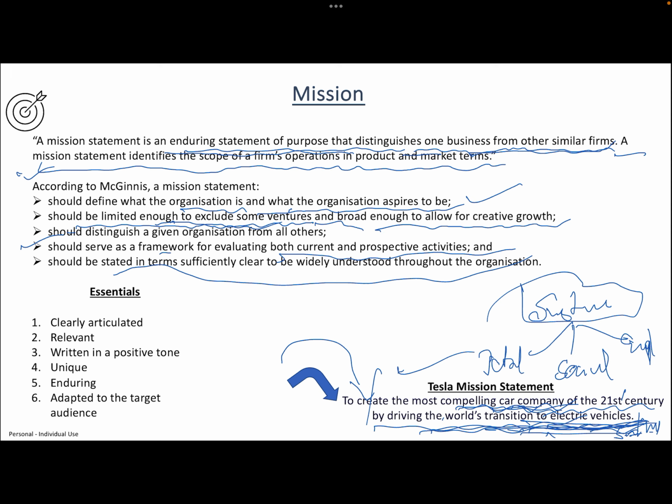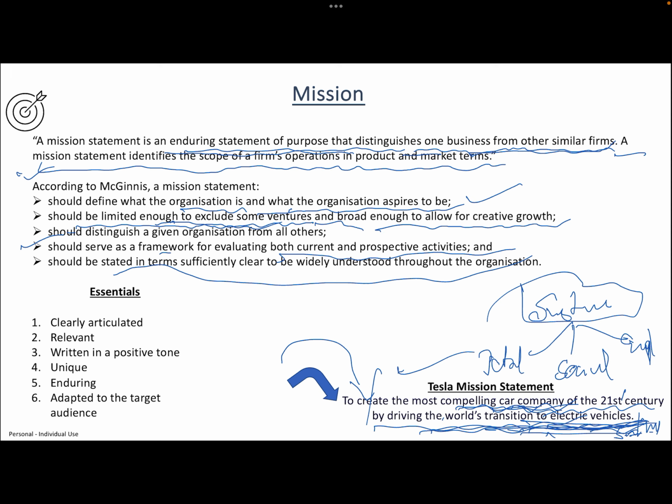So a mission statement will tell you what the organization is and what the organization aspires to be. At certain times it also limits some items by excluding them, but it should be creative enough to include new products. It should distinguish this organization from other organizations, and it should help in creating current and prospective activities. Finally, it should be understood by everyone in the organization.